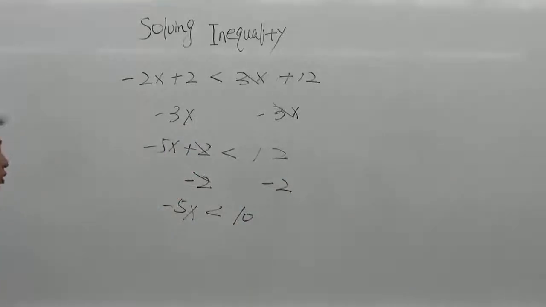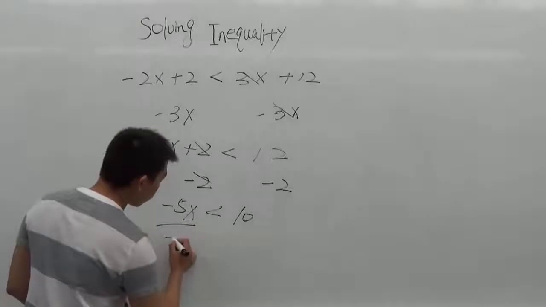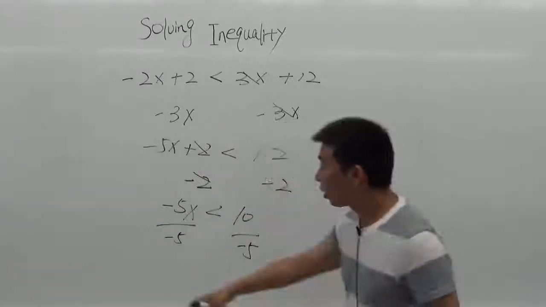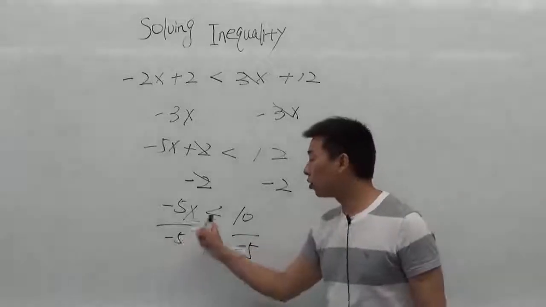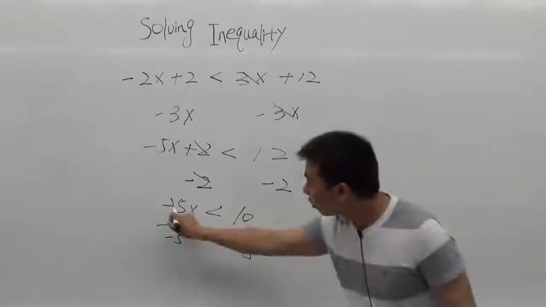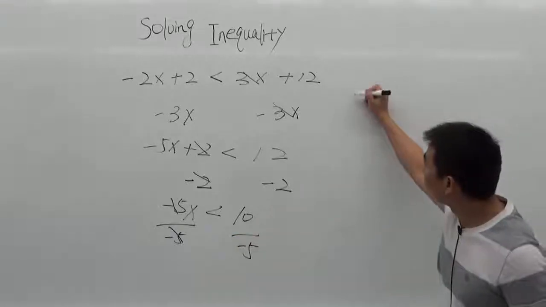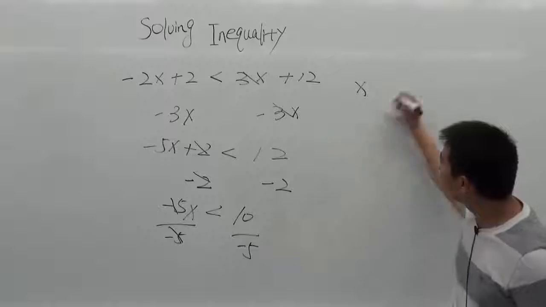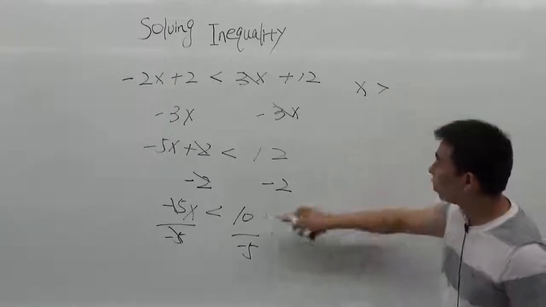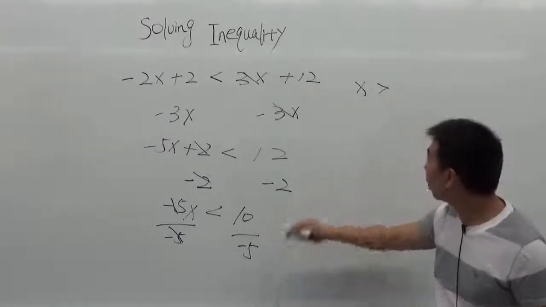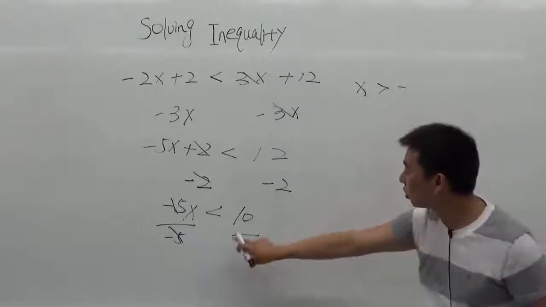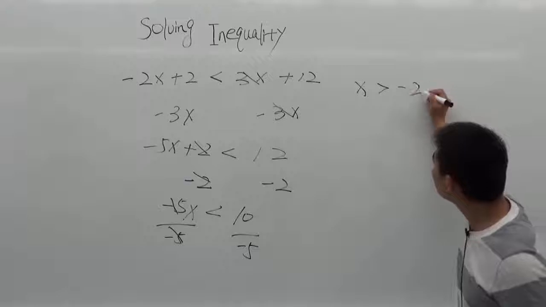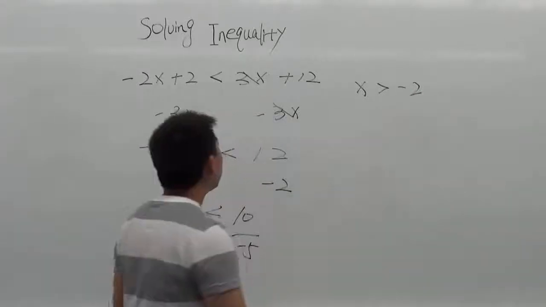Yeah, same as the equation. We just divide by the coefficient in front of x. But you need to be careful here, because here we divide by negative 5, so we need to change the sign. The negative 5 cancels out, so what is left over is x. Here it is less than, we need to change the sign to greater than. 10 divided by negative 5 gives us negative, because here is positive, here is negative, giving us negative. 10 divided by 5 gives us 2. So x greater than negative 2.